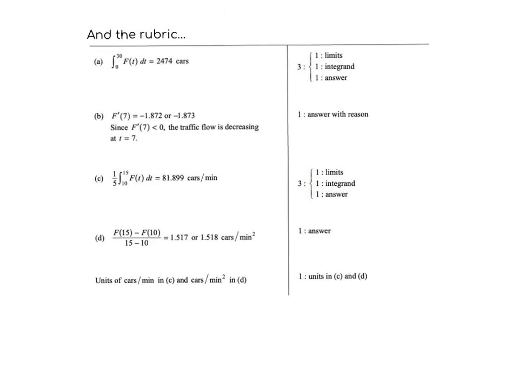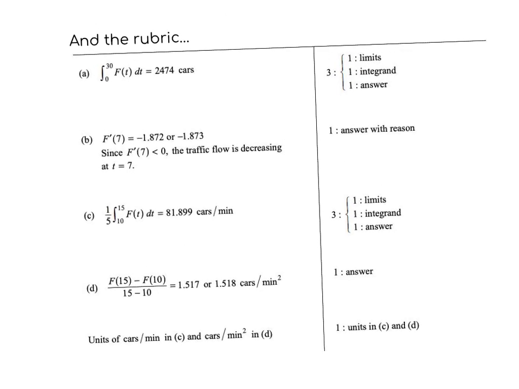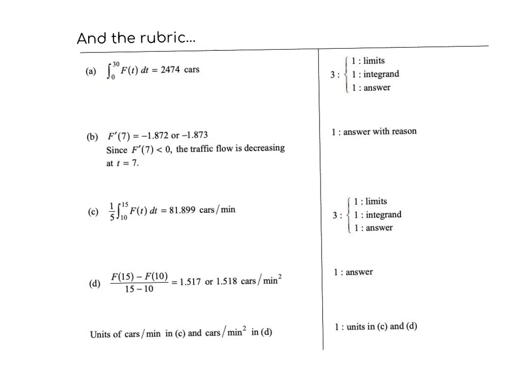And finally, let's look at some of these points here. For the first one, we got 1 point just for the limits, the 0 and the 30. 1 point for the integrand, putting f of t on the inside. 1 point for the answer. For the second one, only 1 point overall for the answer with the reason. So identifying the value of f prime, which we did, and saying since it's less than 0, which we did, the flow is decreasing at t equals 7.